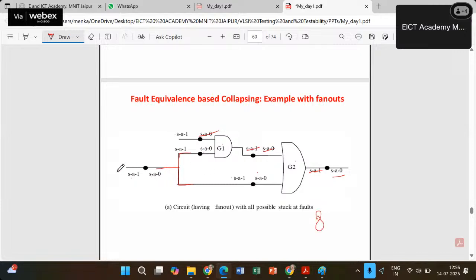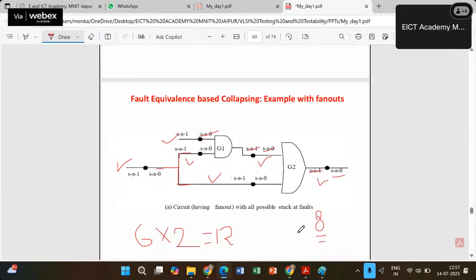And how many branches were there? 1, 2, 3, 4, 5, 6. 6 branches. So total number of faults were 6 into 2, 12. So out of 12, we have reduced 4 faults. So we are left with 8.